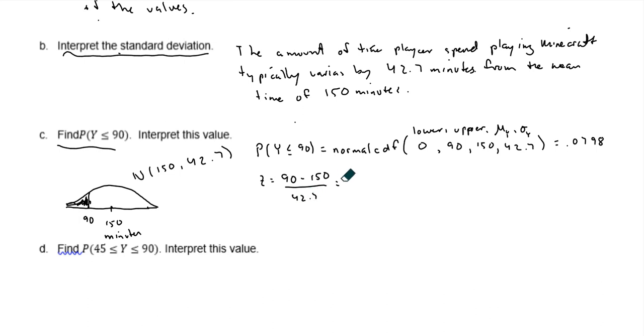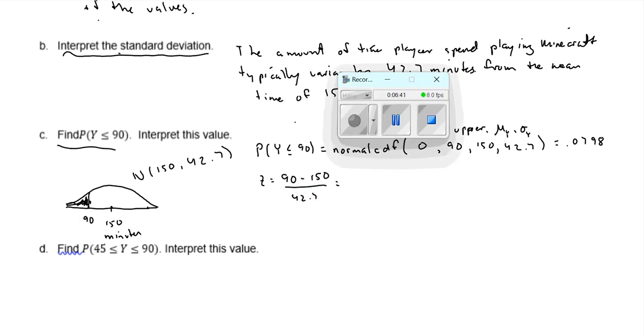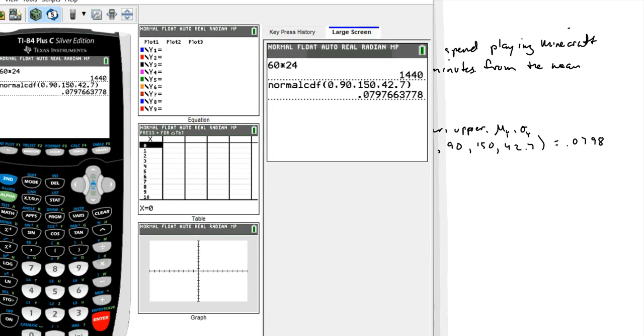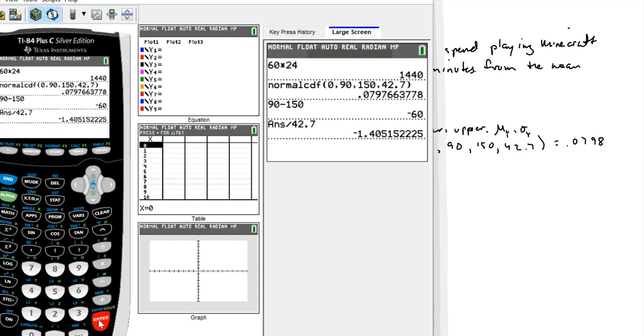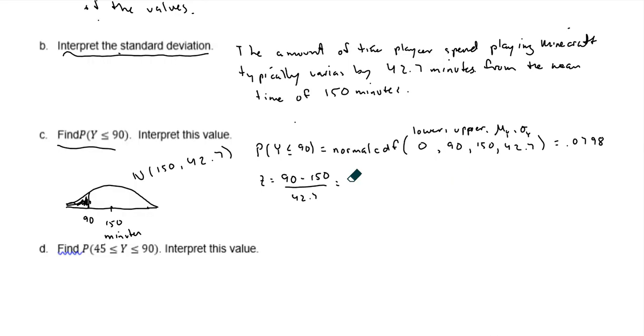And we can find our z-score right here if we went to our calculator again. All right, we took our 90, and we minus 150. Press enter, and then we divide that by 42.7. And we get negative 1.405. All right, so negative 1.405, and that would be our z-score right here.